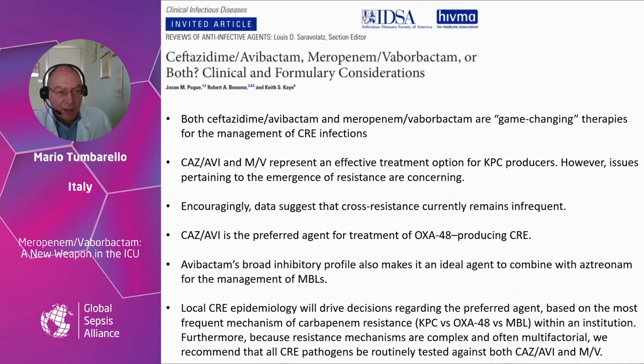In this review, consider the difference between Ceftazidime-Avibactam and Meropenem-Vaborbactam, and the consideration in favor of one or the other drug. Of course, none of the drugs is a good drug for metallo-beta-lactamases. Ceftazidime-Avibactam works on OXA enzyme, and Meropenem-Vaborbactam doesn't work on OXA enzyme, but Meropenem-Vaborbactam is very strong in the treatment of KPC-producing infections.